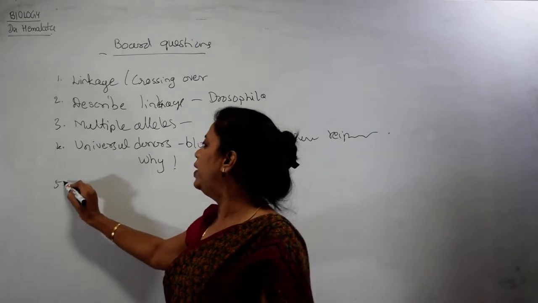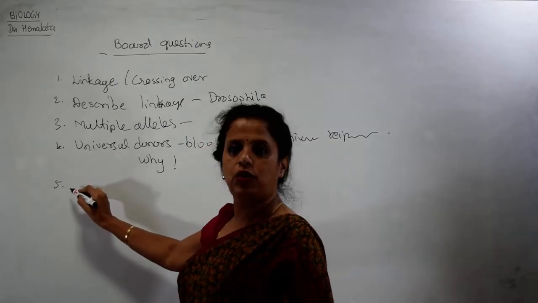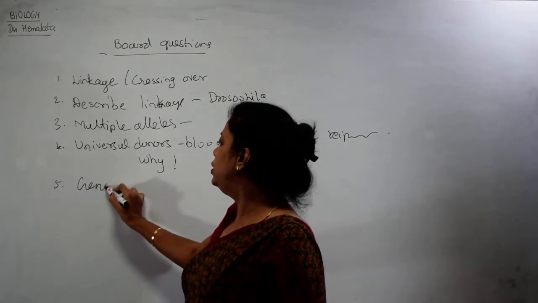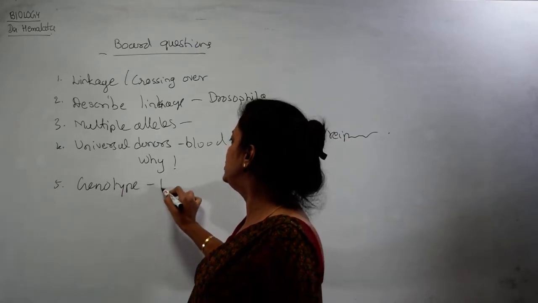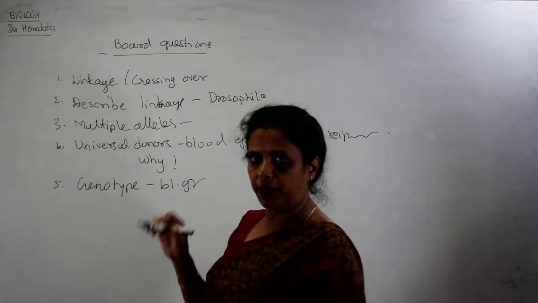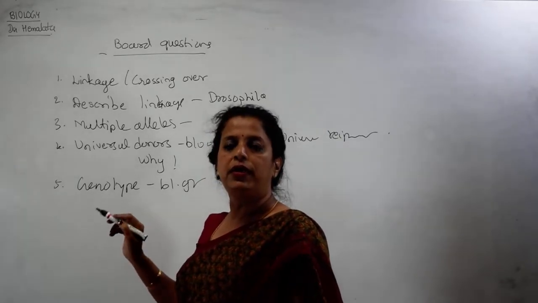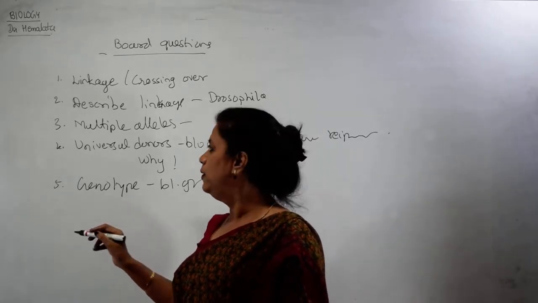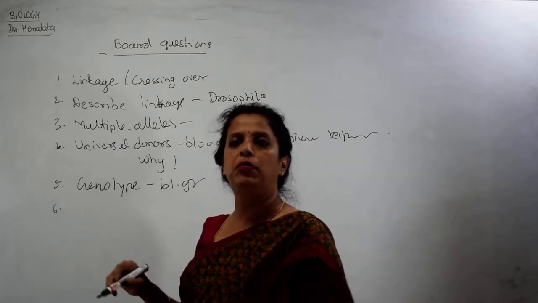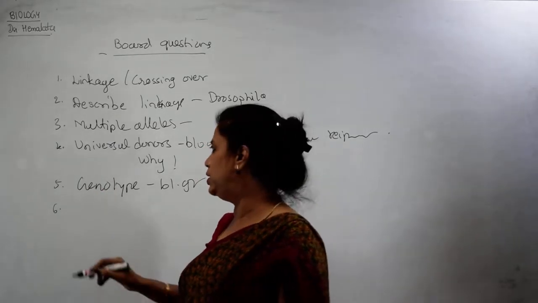Then the fifth one, it is about the inheritance of blood group. Write the genotype of various blood groups in human beings. This you have learned already, right? That's about the linkage and crossing over and multiple alleles. Then the next question is about sex determination.